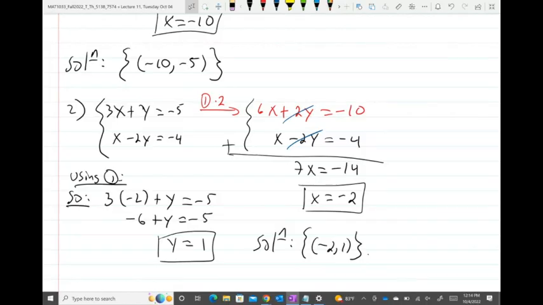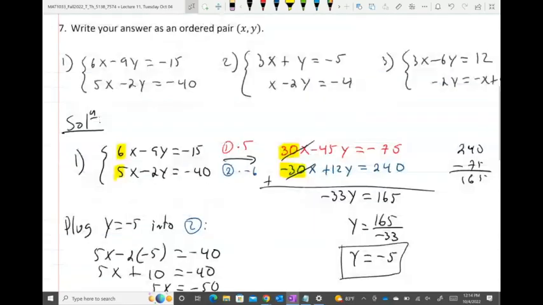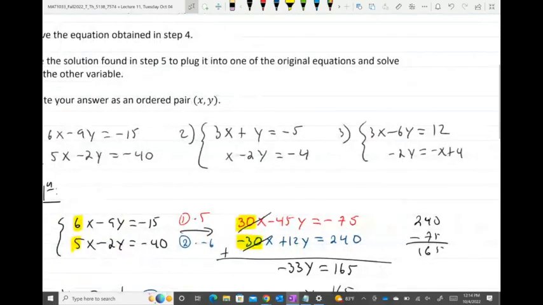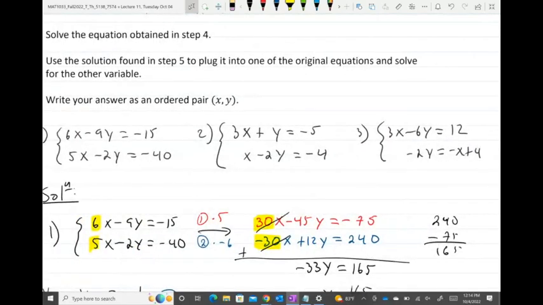Did you understand this? Right, so why don't you try, let's say, number 3 on your own. So number 3, the first thing that you need to do is put it in standard form, okay? So in other words, you have to bring this x to the other side before you activate this process. The x and y have to be on the same side. So that's 3x minus 6y equals 12.